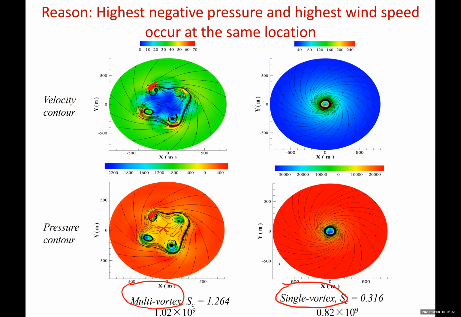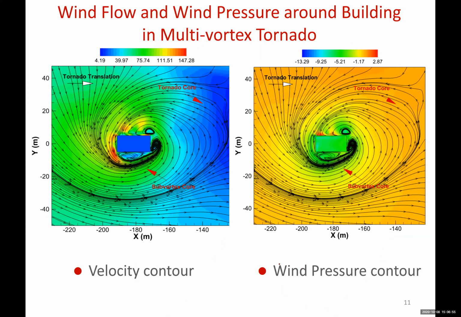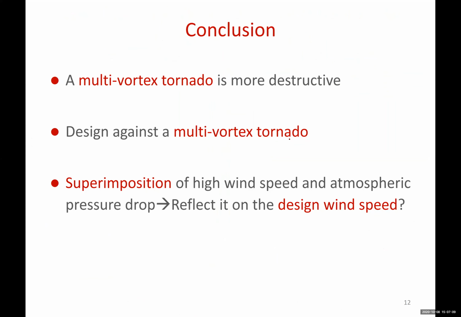If you don't believe me, let me show you the evidence. When the subvortex attacks the building, around the building, don't you see the highest wind speed and the highest negative pressure due to atmospheric pressure drop at subvortex center? Yes, you do. In summary, a multi-vortex tornado is more destructive than the single vortex tornado.